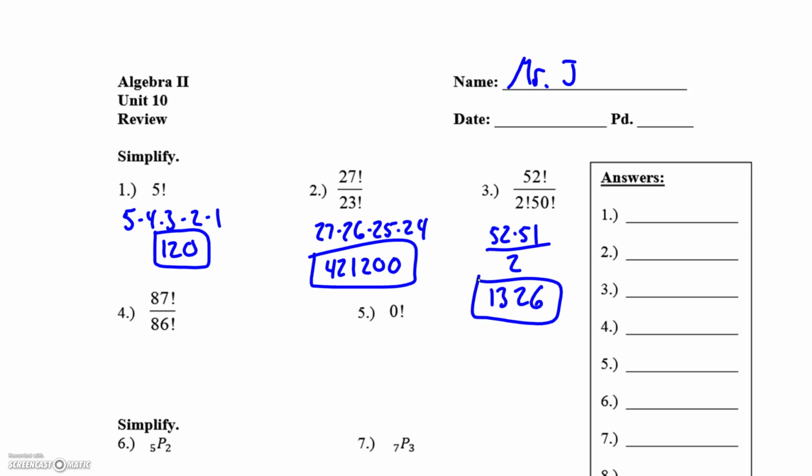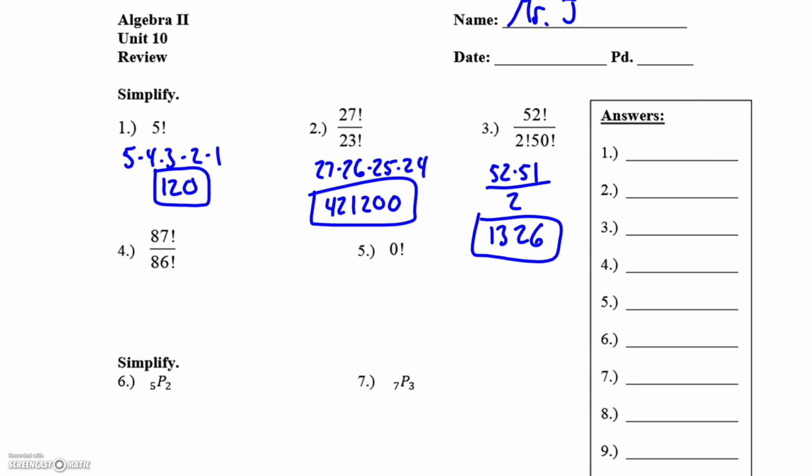If I look at the next one, again, imagine 87 going all the way down to 0 and 86 going all the way down to 0. Everything from 86 on down is going to cancel out. The only thing I'll be left with in this example is the 87, so that's my answer.